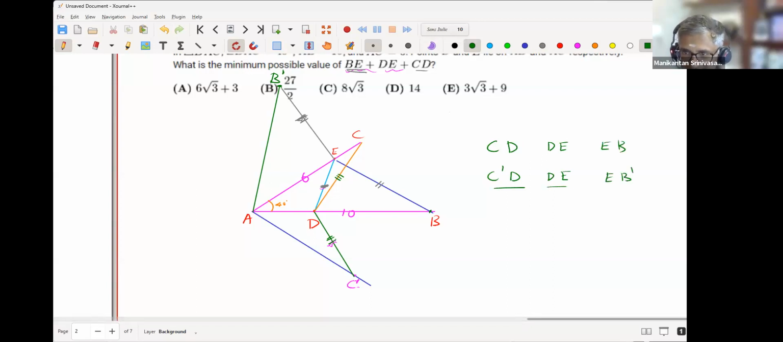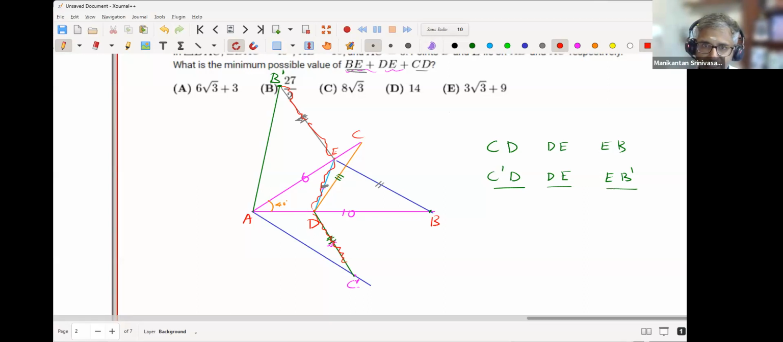So C dash D, DE, EB dash is like a route that's going this way. If you look at this route, it's winding here, DE, and then EB dash like this. Now, if that route has to be the smallest, then that line better be a contiguous line. So if D and E are randomly chosen, it'll end up a path like this. But if they are so chosen such that C dash, D, E, and B dash all lie on a straight line, that will be the smallest length of this sum. Is this clear to everyone? I'll pause here.